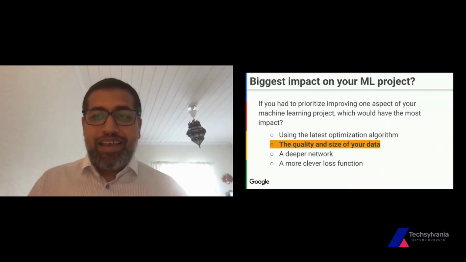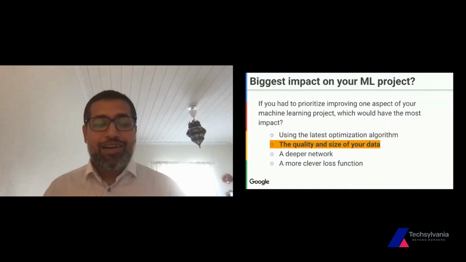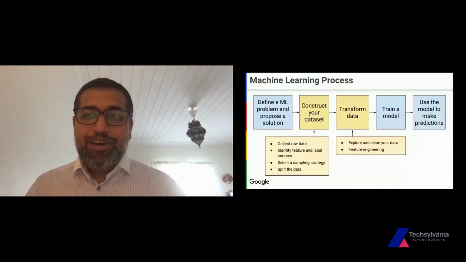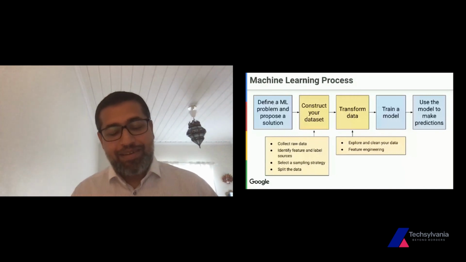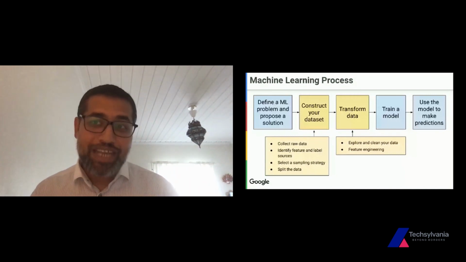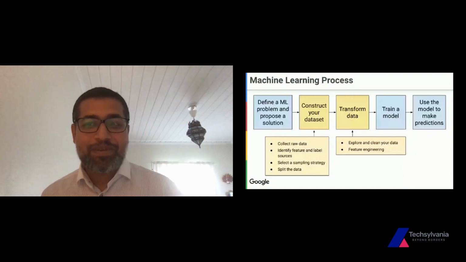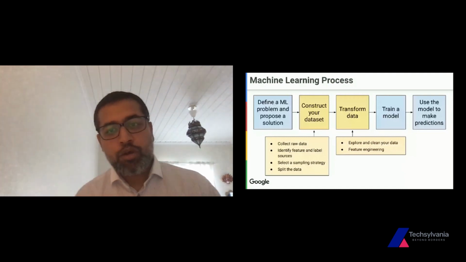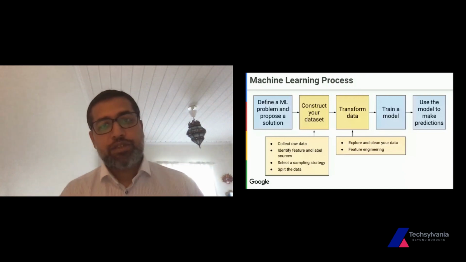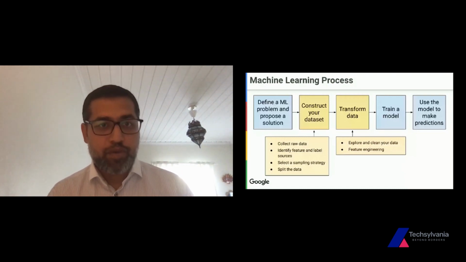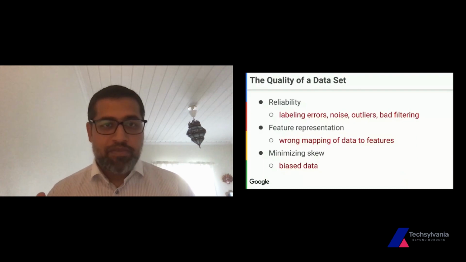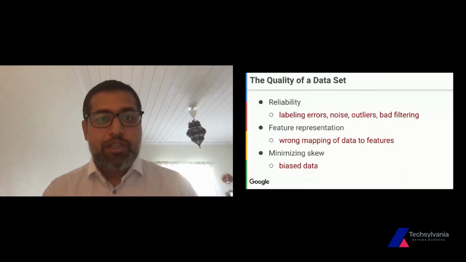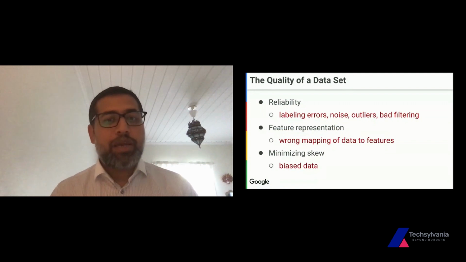So that's why feature engineering and data engineering are some of the most important topics. We used to say within Google that 80% of the time shall be spent on data engineering, and the remaining 20% should be spent on developing a machine learning model and making it scalable, etc. So what do we mean by that? First of all, we need to create quality metrics for our data. That includes some very basic things: whether our data is reliable or not, how we represent our features, and how we minimize skew. So for example, making sure that there are no labeling errors.